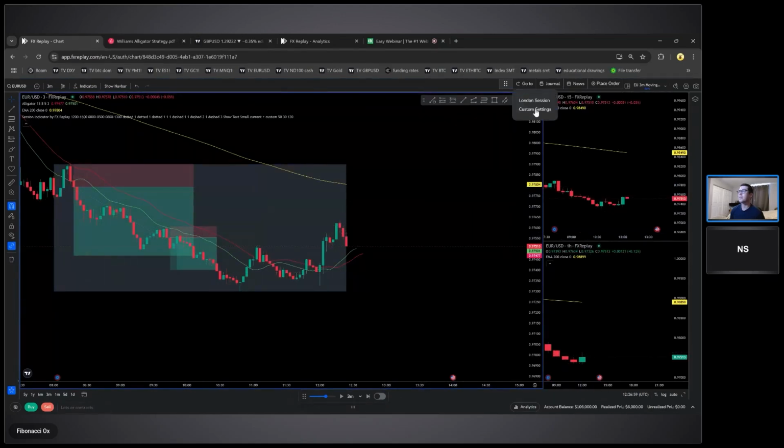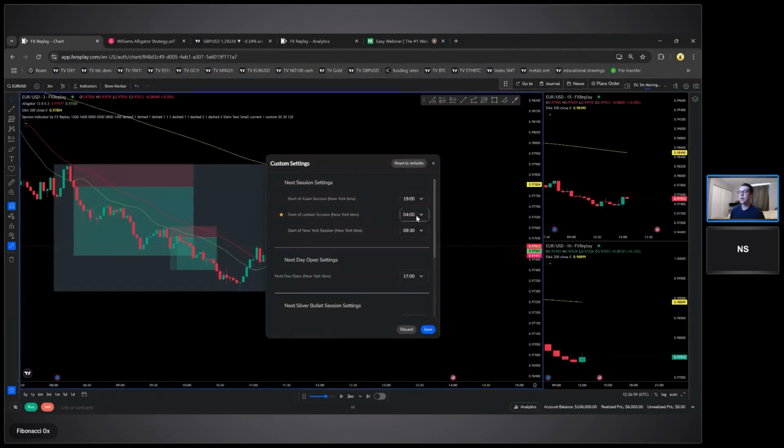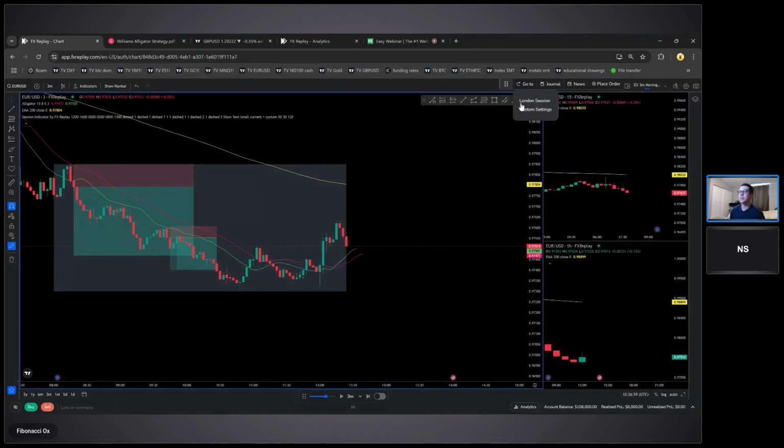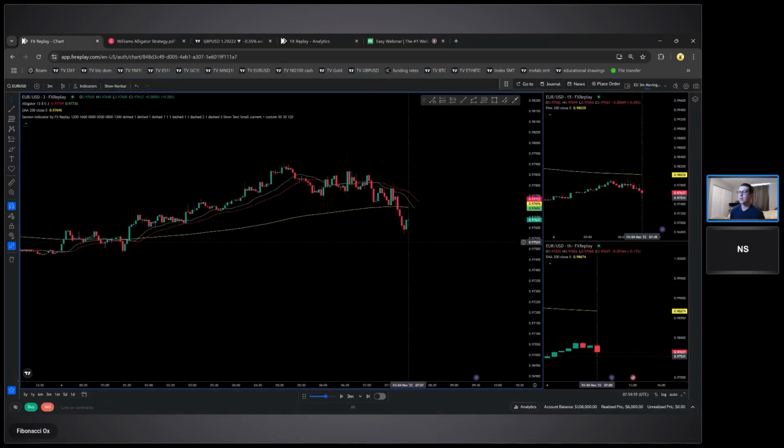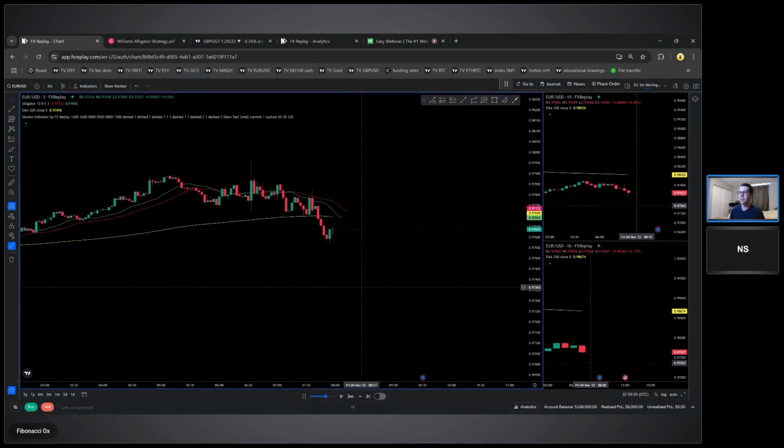So I'll use the go-to feature up here. I have it set to going to basically 4 a.m. New York time, which is the time period that London starts at this point. And then I'll just go to London session and it'll jump me forward to the start of the next day. And I have my chart set to London so that I'm looking at when the London market opens.